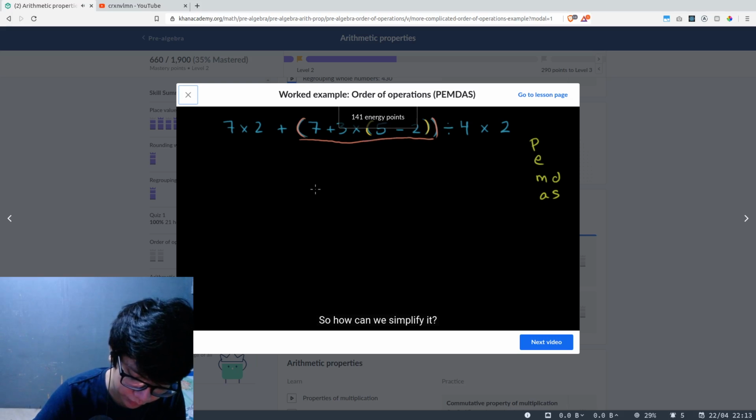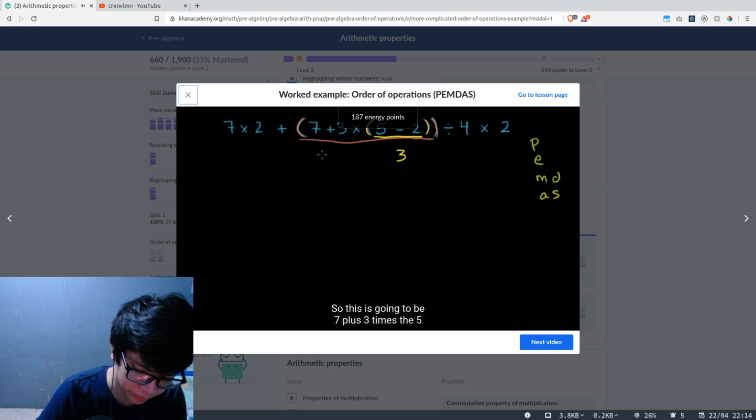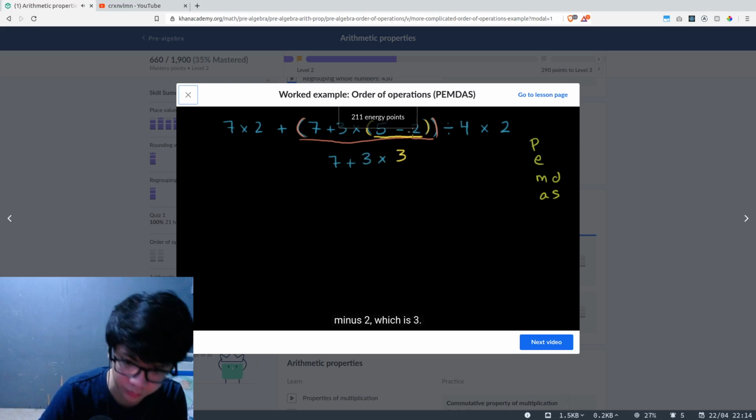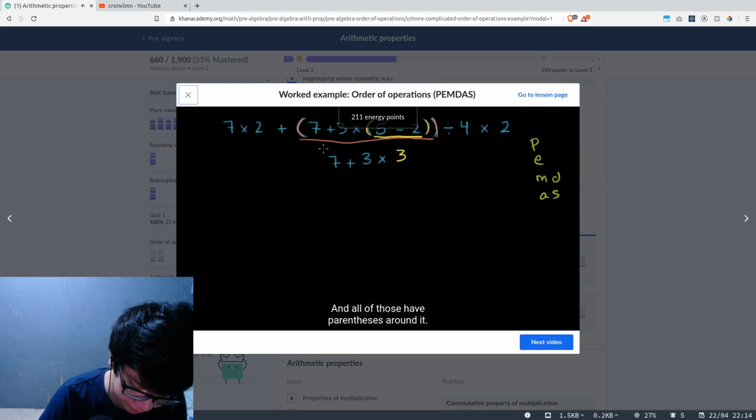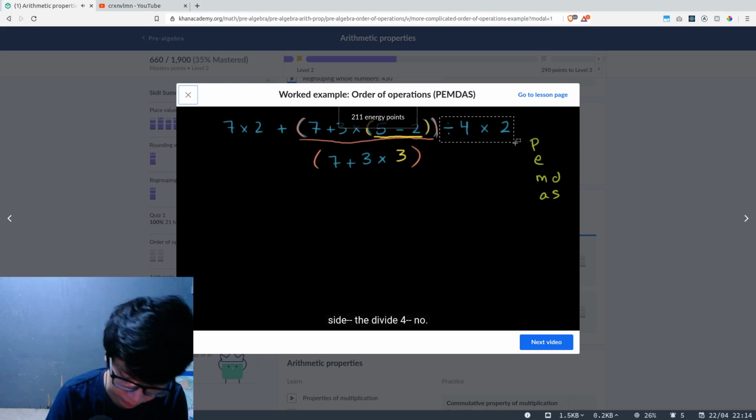So how can we simplify it? Well, if we look at just inside of it, the first thing we want to do is simplify the parentheses inside the parentheses. So you see this 5 minus 2 right there. We're going to do that first no matter what. And that's easy to evaluate. 5 minus 2 is 3. And so this simplifies to, I'll do it step by step. Once you get the hang of it, you can do multiple steps at once. So this is going to be 7 plus 3 times the 5 minus 2, which is 3. And then all of those have parentheses around it. And of course, you have all this stuff on either side.